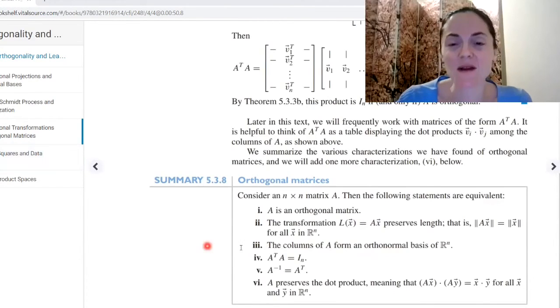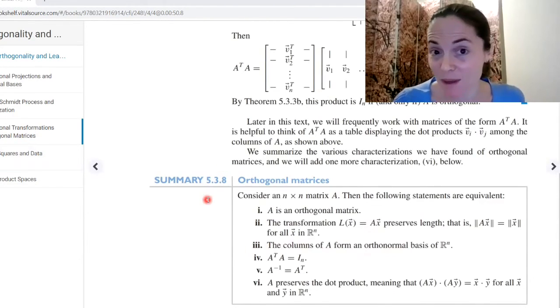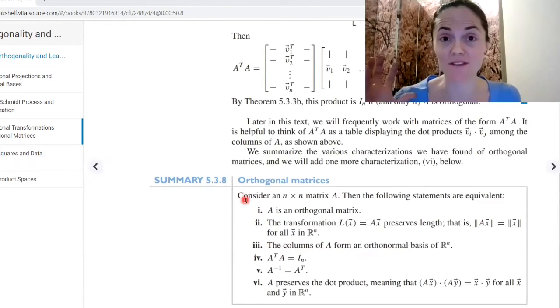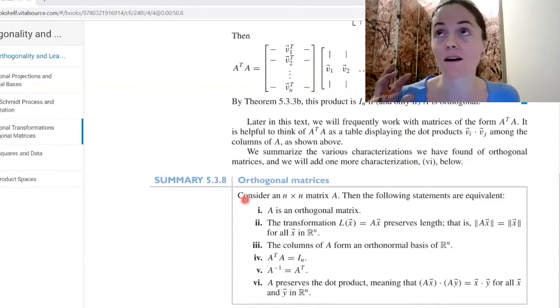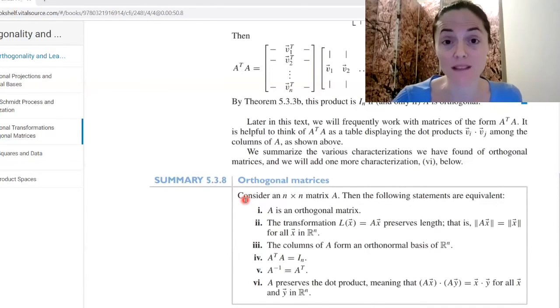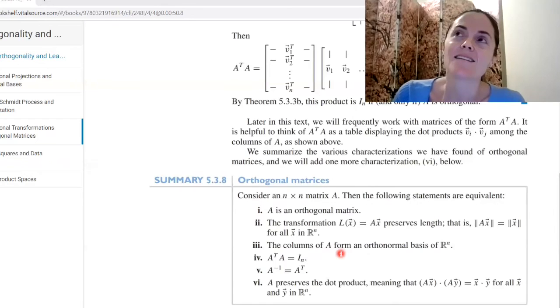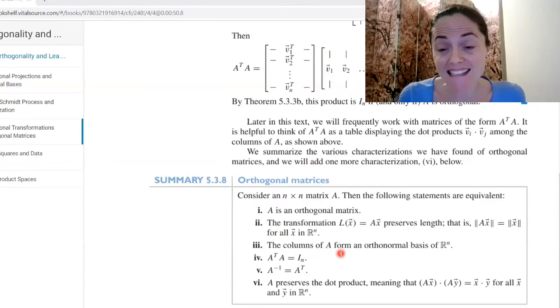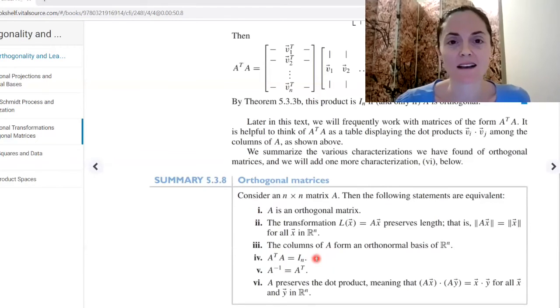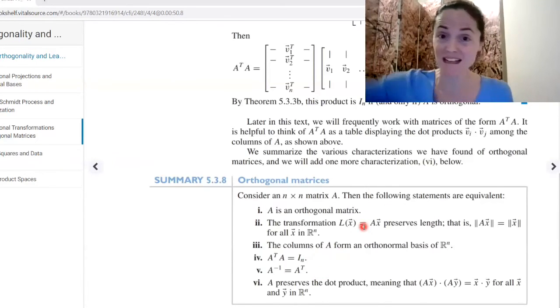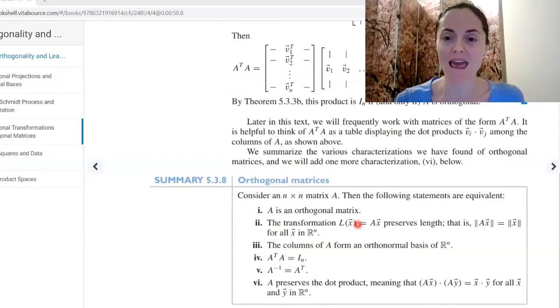I want to end with this summary. This is from our textbook. For an n by n matrix, these are all different ways of viewing or thinking about A being orthogonal. And I started with 3, that the columns form an orthonormal basis for R^n, because it naturally came from, at least in my opinion, what we were discussing last time. And then we showed that this is equivalent to A transpose A being the identity, equivalent to A inverse equals A transpose.